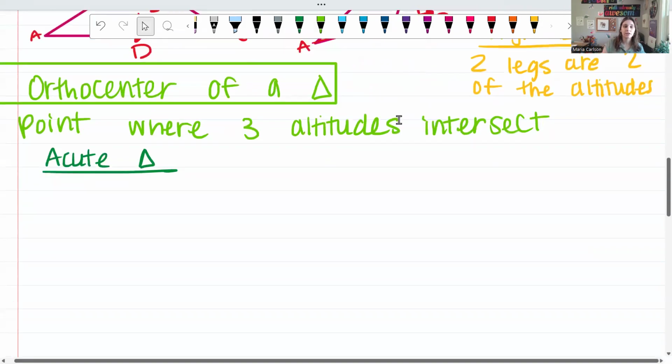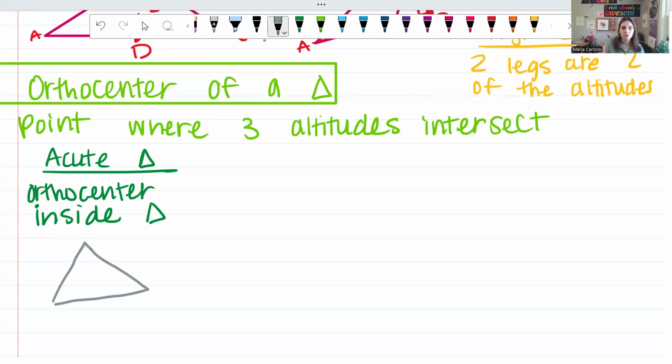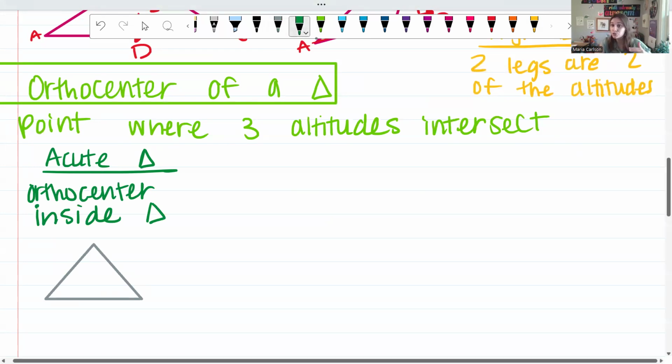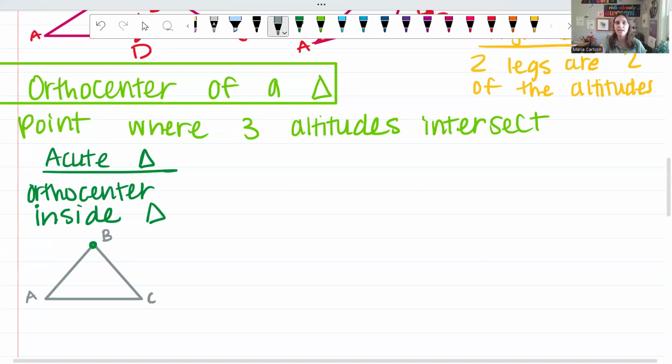So in an acute triangle, your orthocenter will always be inside the triangle. So let's draw an acute triangle. And if we're going to find the orthocenter, this is going to be finding the altitudes of each side. So the perpendicular height from this vertex I just highlighted in dark green. Let's give these names. A, B, C. So from B to AC, we can construct that height.